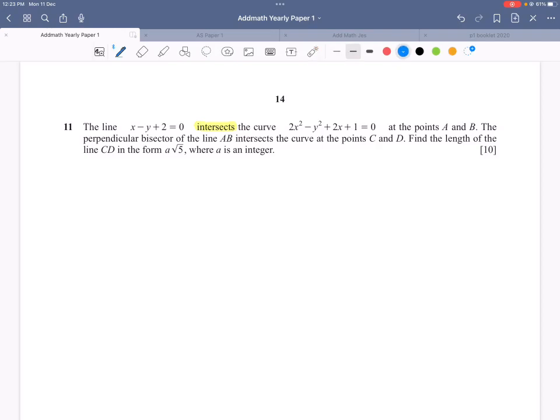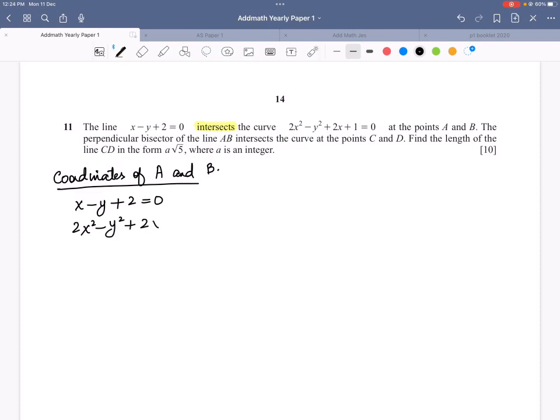Alright. So first you need to find the coordinates of A and B. So I'm just marking the heading here: coordinates of A and B. That is our first step. This can be done by using simultaneous equations. The first equation we have is x minus y plus 2 equal to 0, and the next equation we have is 2x square minus y square plus 2x plus 1 equals 0.